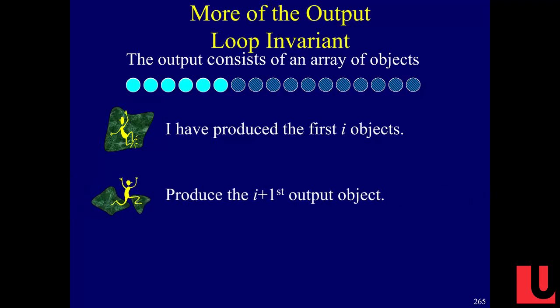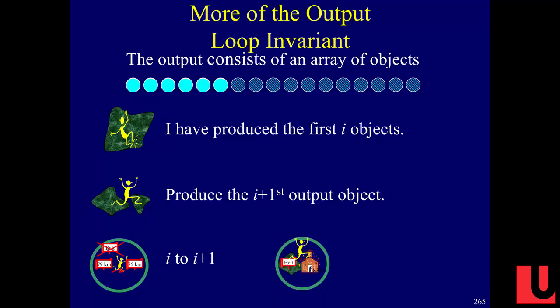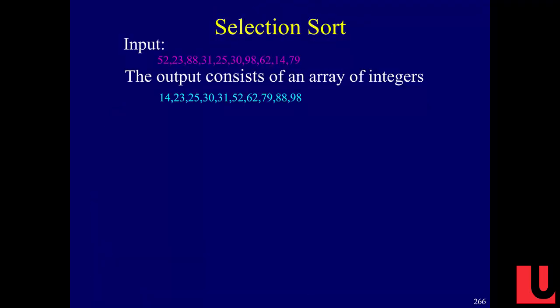And so what do you do in the step? Obviously, you produce the next one. And what is our measure of progress? How many you've done. And what's our exit condition? You've produced them all, and clearly then we have our postcondition. Everybody good?